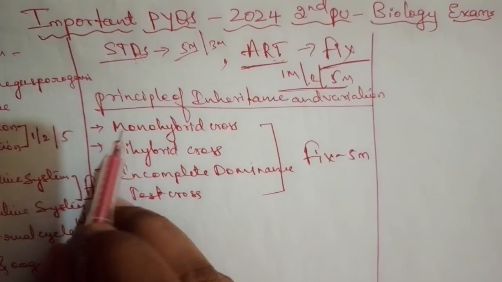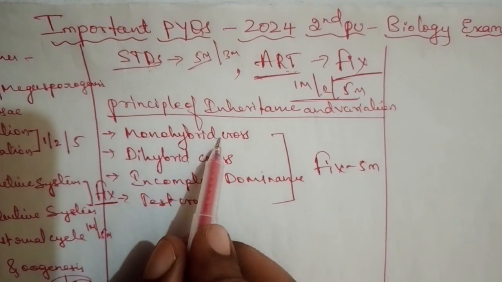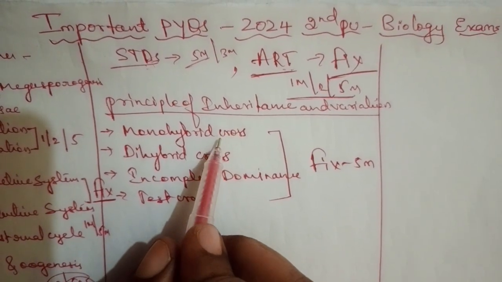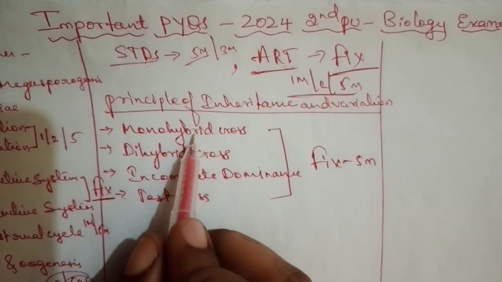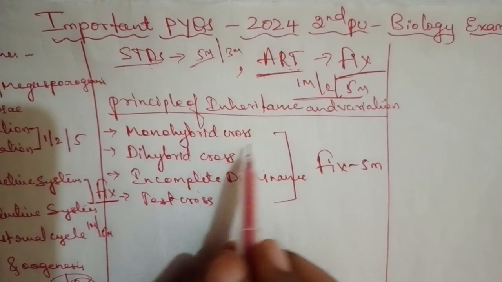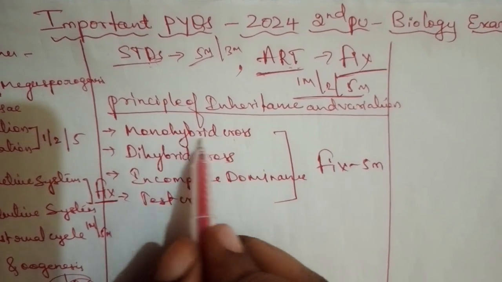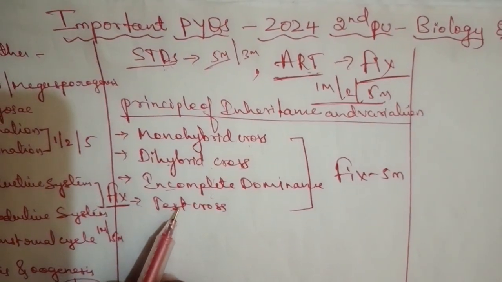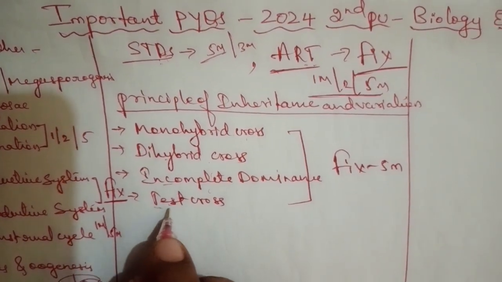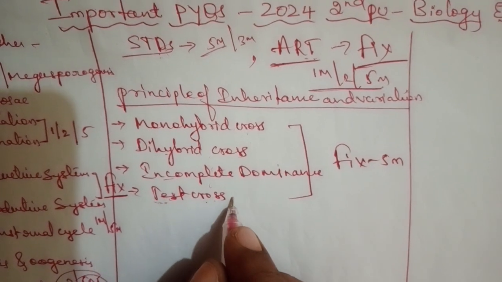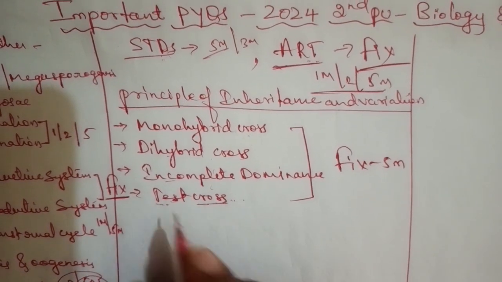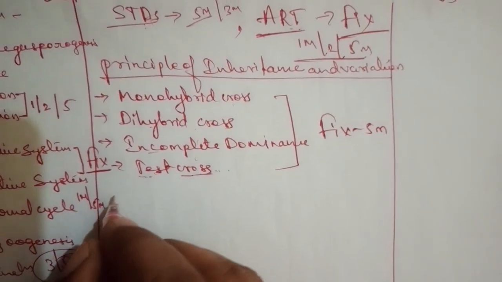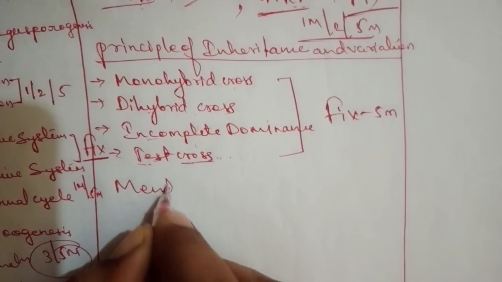Here what you have to write: in a monohybrid cross, the definition along with the schematic representation, phenotypic ratio and genotypic ratio. So you have to remember the main thing: in which type of cross, which character they have selected. Got it? Monohybrid, dihybrid, incomplete dominance and test cross. These are 5 marks based questions, very important. In the test cross they will ask the definition of test cross along with the schematic representation, and its significance they can ask. So followed by that, the next is Mendelian disorder.